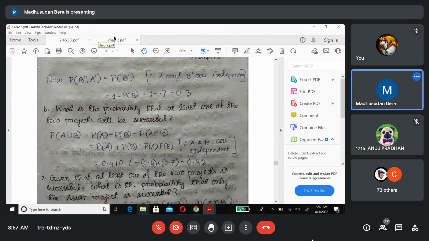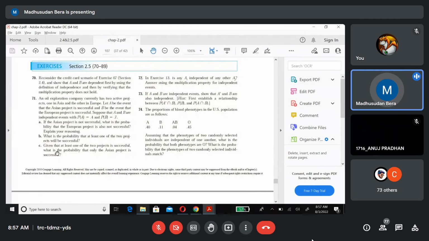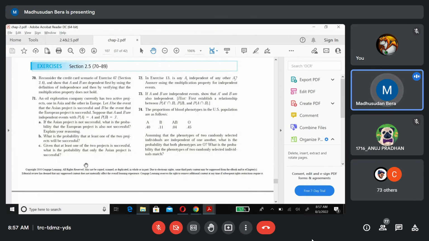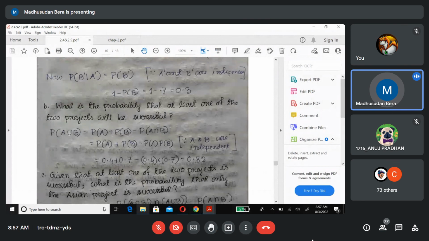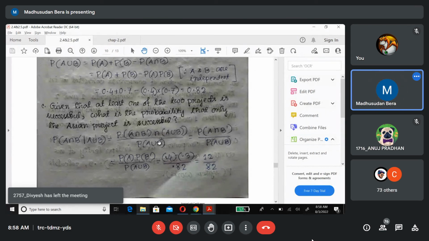Then part C. Given that at least one of the two projects is successful, what is the probability that only the Asian project is successful? Given that at least one is successful means A union B given. Only the Asian project successful means the Asian project successful and the European project not successful, so A intersection B dashed. So we have to find P of A intersection B dashed given A union B. Use the conditional probability formula, then the values are put here. That way it is done.